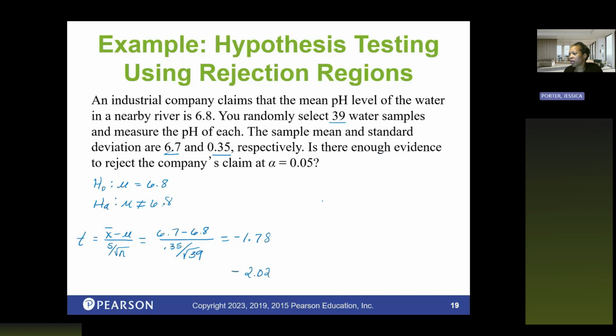And if we draw our graph, since this is a two-tailed test, I'm taking the positive and the negative. So where does our test statistic fall?